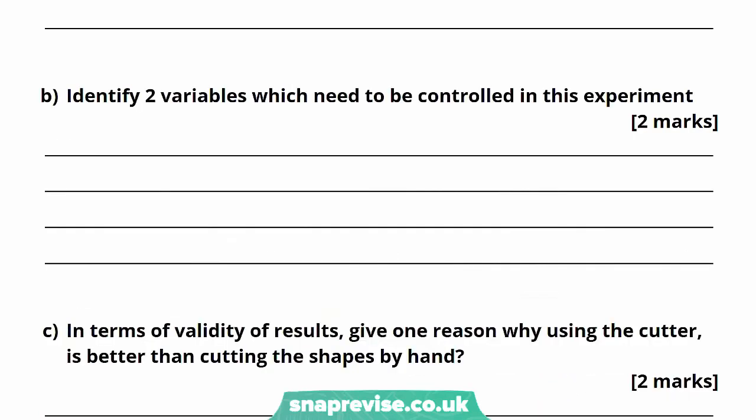So part B says, identify 2 variables which need to be controlled in this experiment. So it's only 2 marks, so you don't need to elaborate, you just need to identify those 2 things that need to be controlled. Whenever you see a question like this, think about what you're trying to investigate. In this case, we're investigating how the surrounding sucrose concentration affects osmosis. We're not looking at temperature or pH or surface area to volume ratio. So when those factors aren't being investigated, they should be the ones that need to be controlled. If they're not controlled and they vary every time, we can't be sure that our results are due to the factor we're trying to look at. It might be due to the factors we haven't controlled.